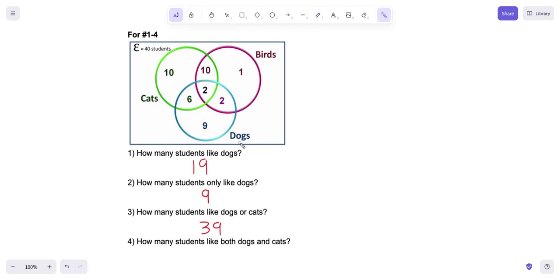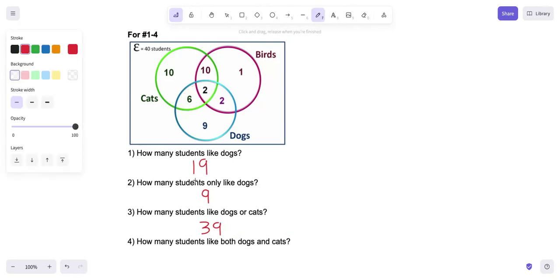And then number 4, how many students like both dogs and cats? Keyword is and. So and means where they overlap. So I want to see where the dogs and cats overlap. So dogs and cats, they overlap here and there. Some of you may think, oh, we don't count this because that has to do with birds, but this question has nothing to do with birds. I don't care about birds at all. I just care about dogs and cats, which means that overlaps this entire area right here. So there are 8 people, 6 plus 2. There are 8 students that have both dogs and cats.